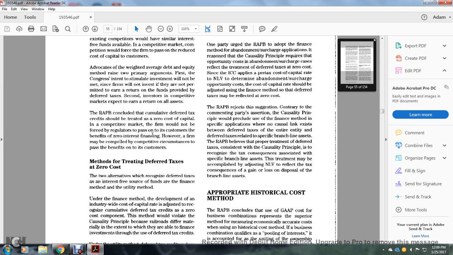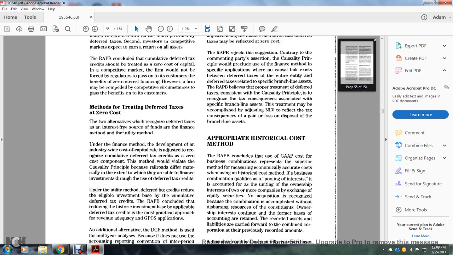The Railroad Accounting Principles Board concluded that the cumulative deferred tax credit should be treated with a zero cost of capital in a competitive market. The firm would not be forced by regulators to pass on to the customer the benefit of zero-interest financing. However, the firm must comply with competitive circumstances and may have to pass the benefits on to the customer.